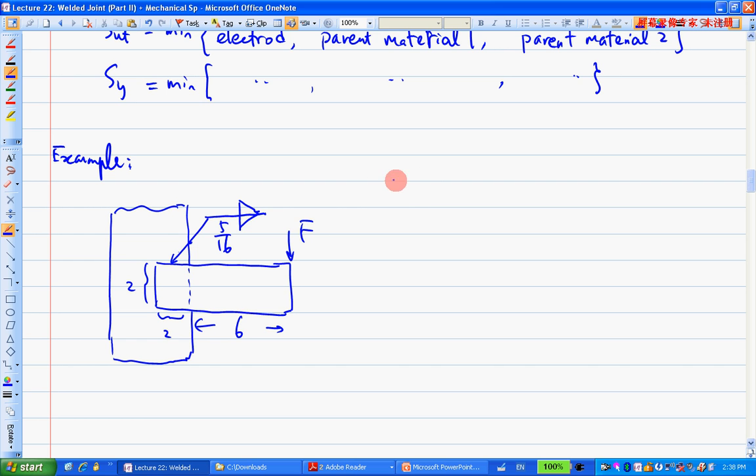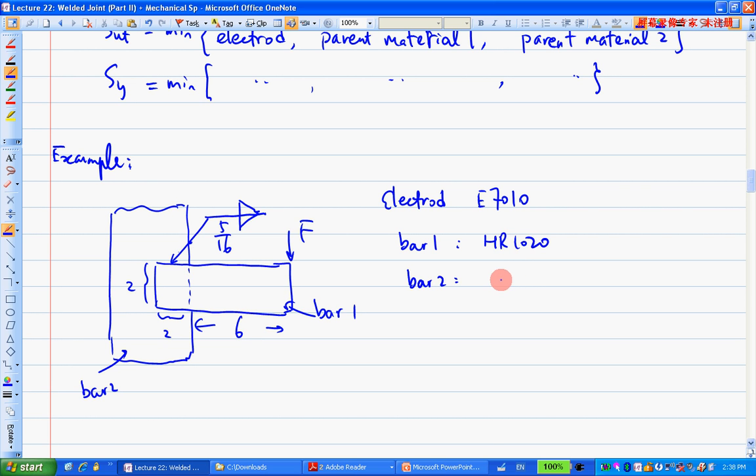So suppose that the electrode we used for the weld is E7010. Okay, and this is the bar here. This is bar 1. Let's see, this is bar 2. And for bar 1 is hot rod 1020, and bar 2 is hot rod 1015.